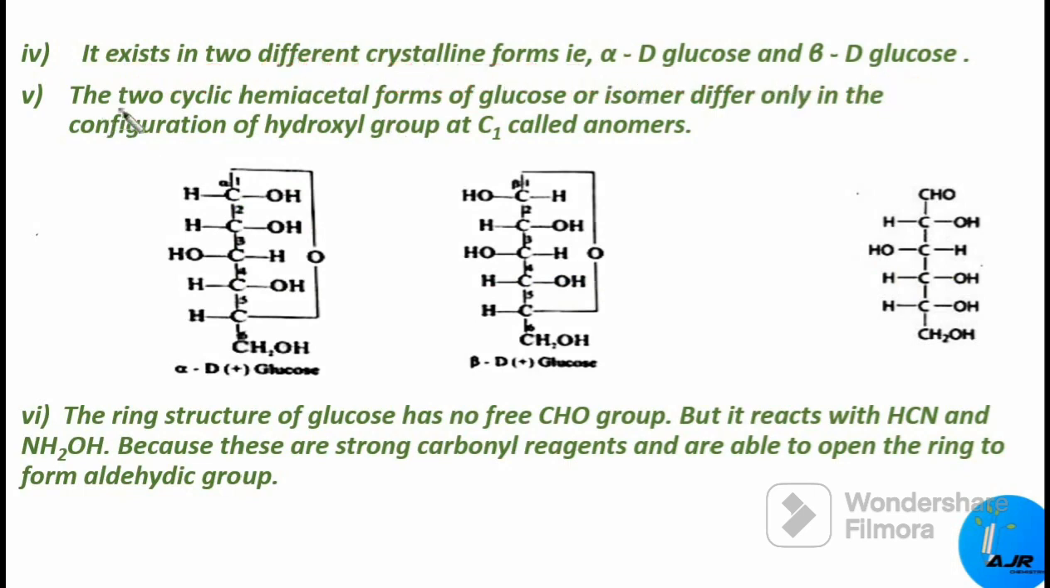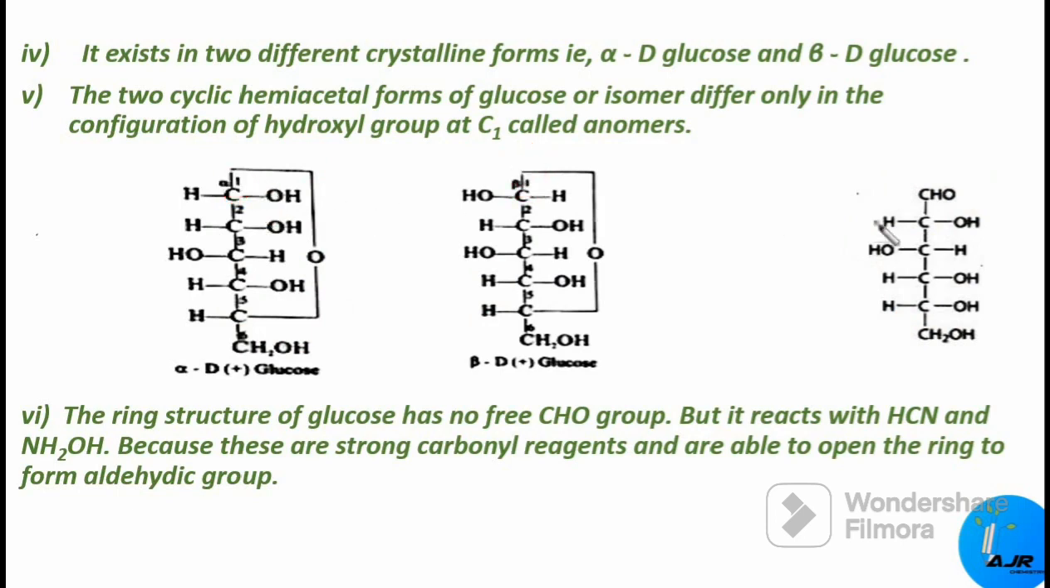and beta D glucose. The two cyclic hemiacetal forms of glucose, or isomers, differ only in the configuration of the hydroxyl group at C1, called anomers. Is it not? This is alpha D glucose, this is beta D glucose, and this is the open chain structure. See here, in the open chain structure we have a free CHO group, whereas in the cyclic structure we do not. It is a hemiacetal form, so we couldn't see the free CHO group.